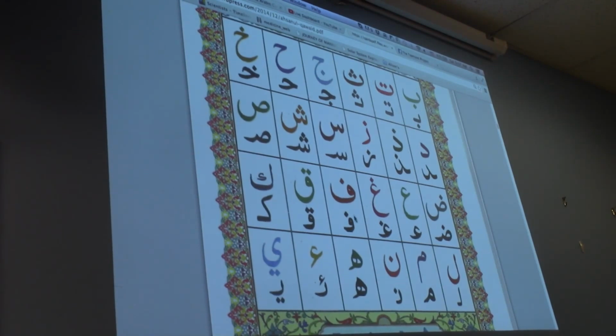Ain, and then we have ghain, ghain. Then we have fa, fa. This area right here is cut off. Fa, and then we have qaf, qaf. Right, the tail's cut off. And kaf. Now look at kaf. Every other letter so far looks the same, right? You could pick it out and recognize it. Now, however, kaf looks totally different. Instead of one curvy line with an S in the middle, the kaf looks like this. Totally different. Alright, take note of that.